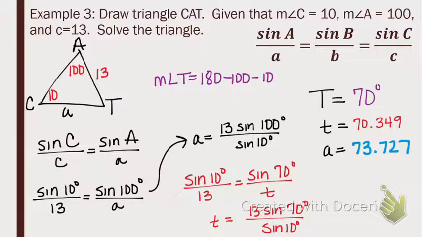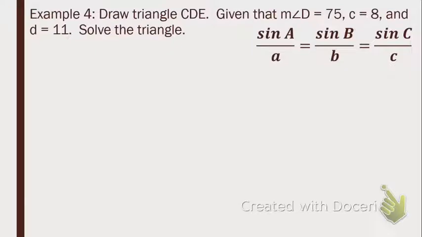So that's it. Any questions about how we solve the triangle? Again, solving the triangle simply means find the things we don't know. Every triangle has 3 sides and 3 angles. So let's go ahead and move on to example 4. Triangle CDE. Go ahead and copy this one down. This one is just a little different because it only gave us 1 angle.